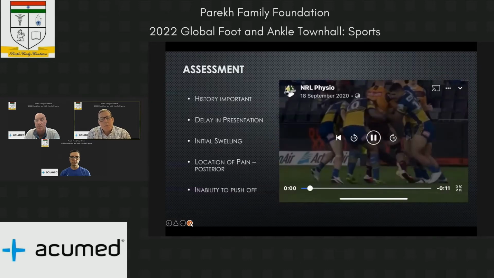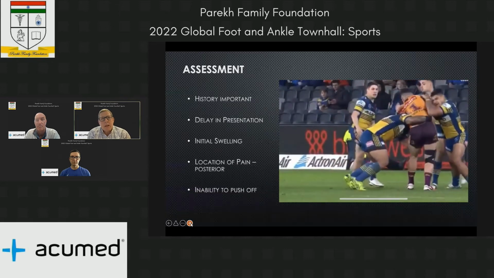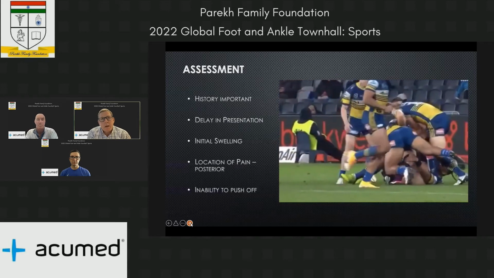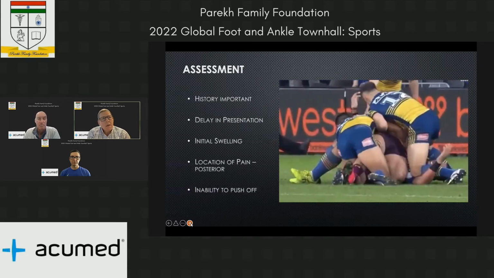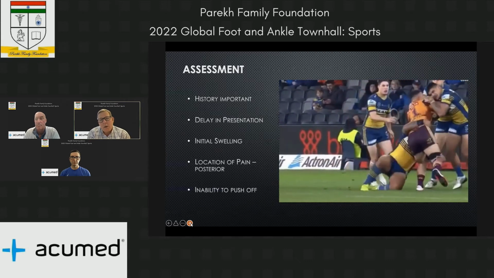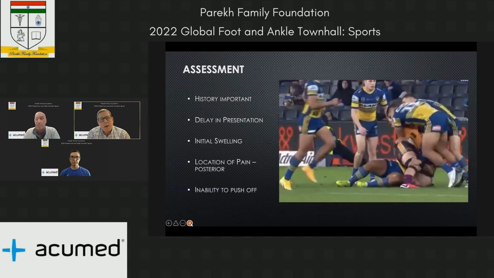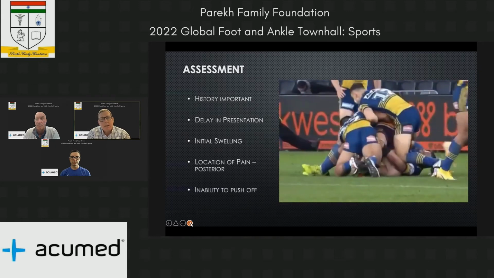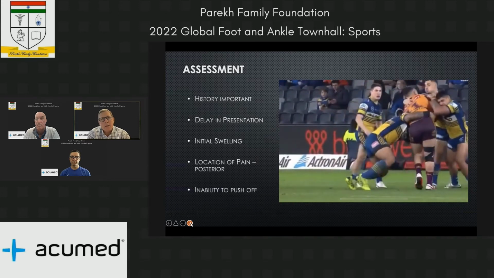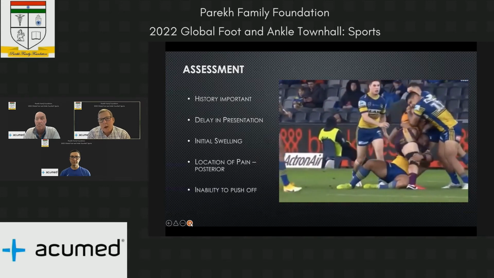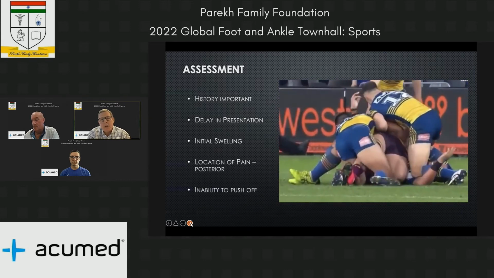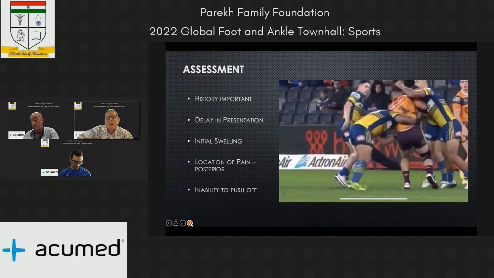The history is really important. Ultimately, what you're looking for is their description of the mechanism of their injury. They'll report whether there's posterior pain, they'll tell you whether there was a pop, and they'll tell you where the initial swelling is. In a syndesmotic injury, those things are relatively well localized. So if they've got predominantly anterior pain as opposed to posterior, you can be a little bit reassured that the injury is not as gruesome.